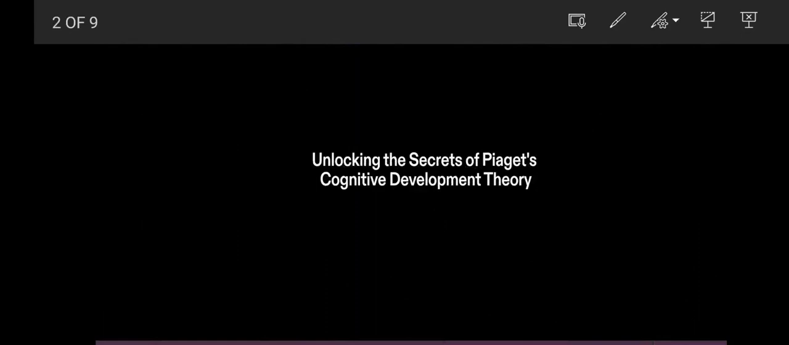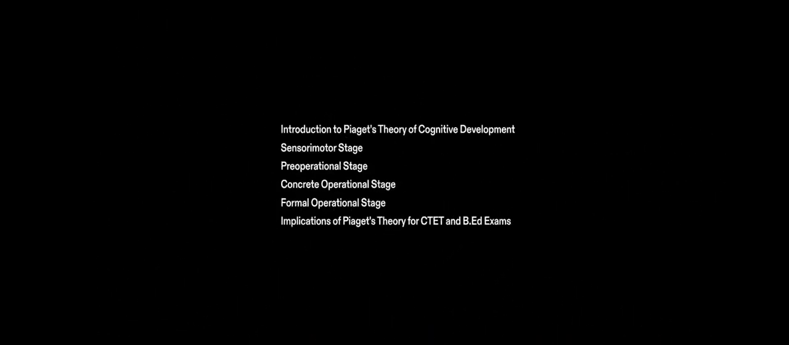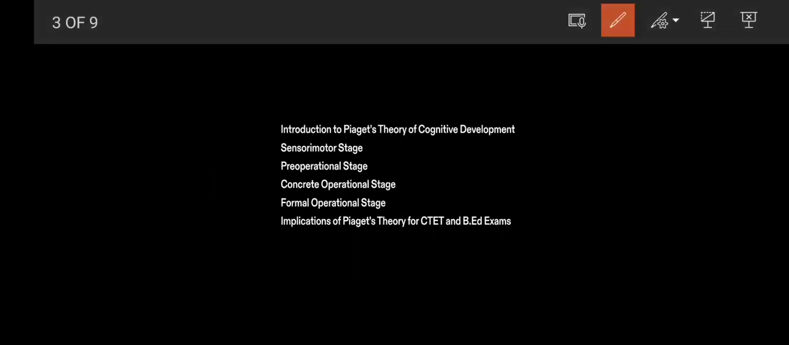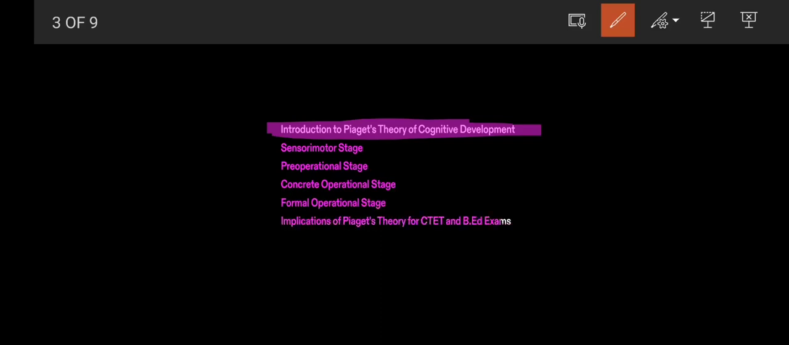So, let us unlock the secrets of Piaget's cognitive development theory. Here we are going to see the table of contents, what we are going to study. First, we will see the introduction to Piaget's theory of cognitive development, then the sensory motor stage, then the pre-operational stage, then the concrete operational stage, then the formal operational stage, and then the implications of Piaget's theory for CTET and B.Ed exam.